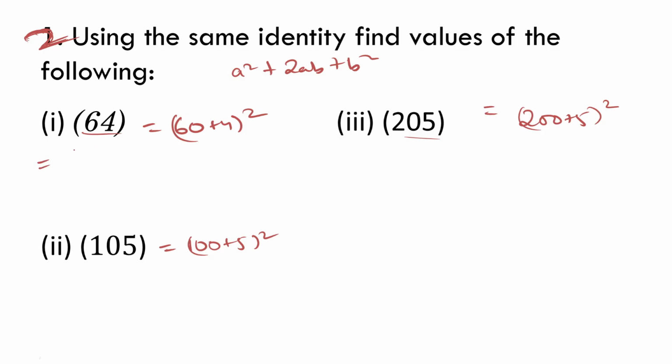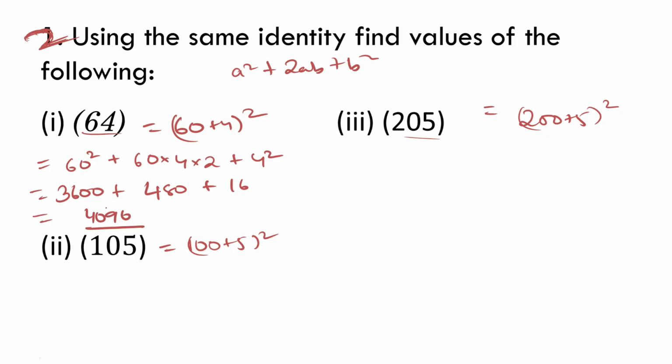So now we can simplify this. 60 squared plus 60 times 4 times, and we missed one thing, 2, plus 4 squared is equal to, we can simplify. So the square of 60 is going to be 3600 plus 60 times 4, that's 240, 240 times 2, 480, plus 16, and when we solve this we get 4096.